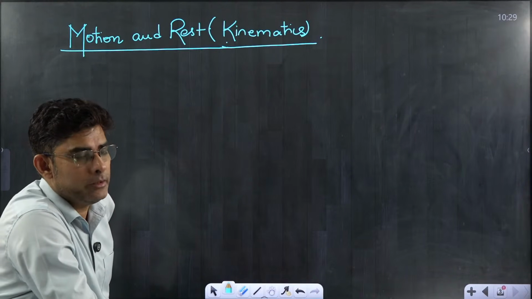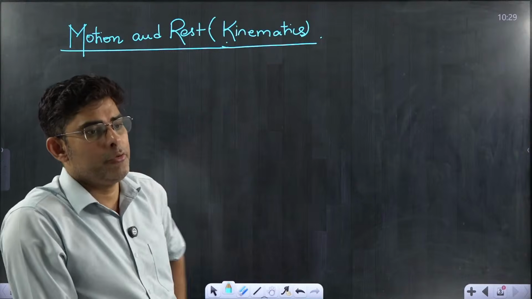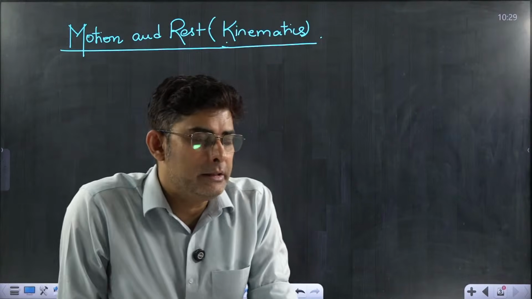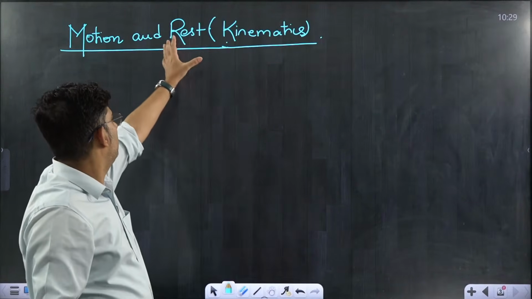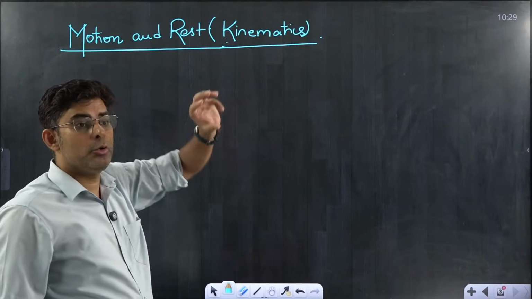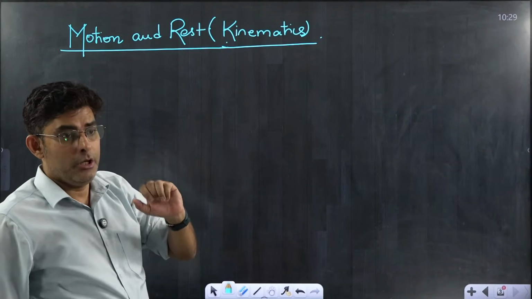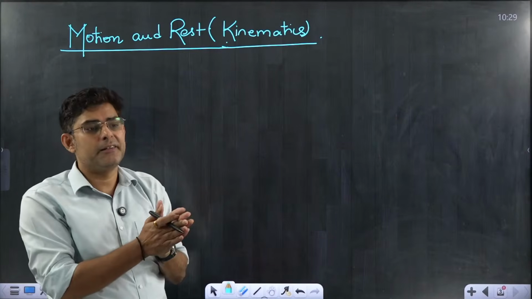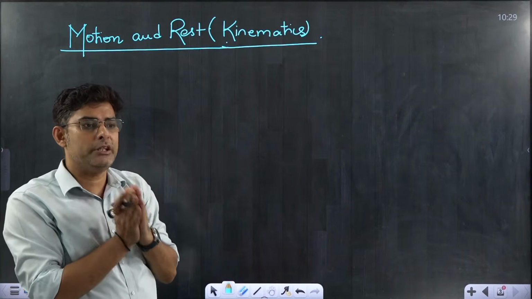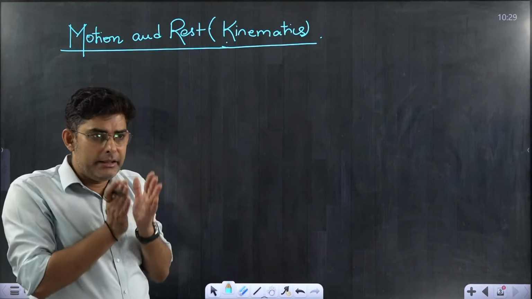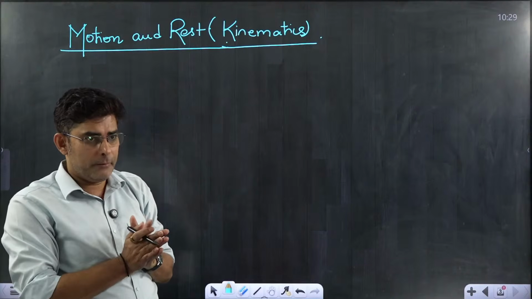Motion means movement. Okay, beta, here first of all we should know that whenever we are talking about rest or motion, we should know something about position. So I told you about coordinates. Coordinates give you the position of any particle at any instant, where a particle is.